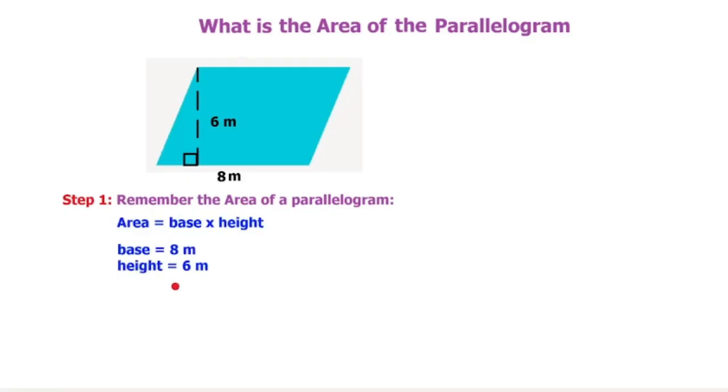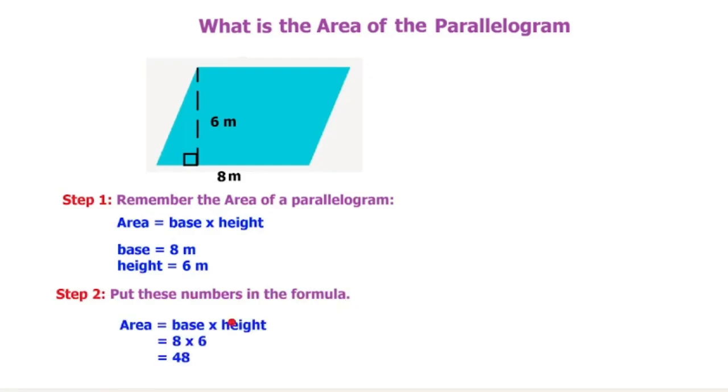So we know the base is 8 meters and the height is 6 meters for this particular parallelogram. So now the second step is to put these numbers into the formula. So area equals base times height. So it equals 8 times 6, which equals 48.